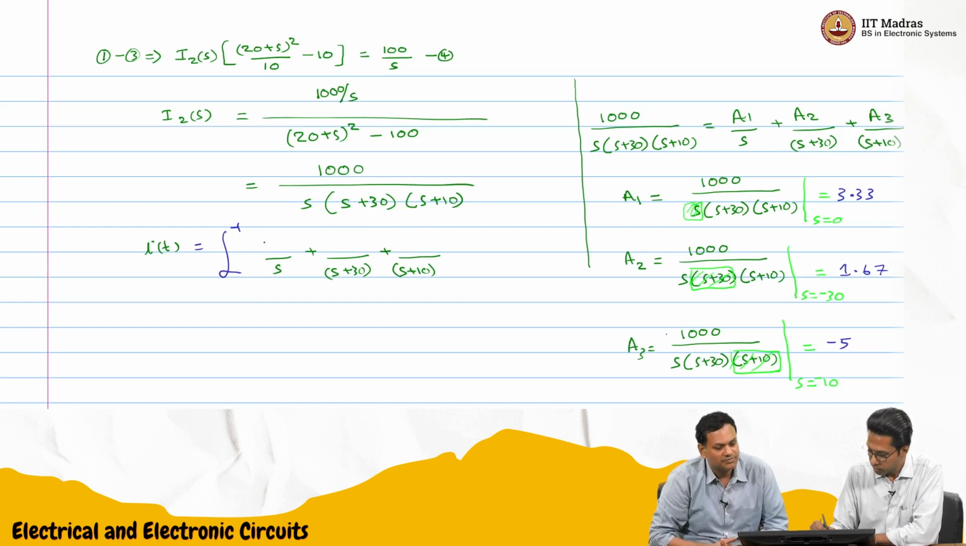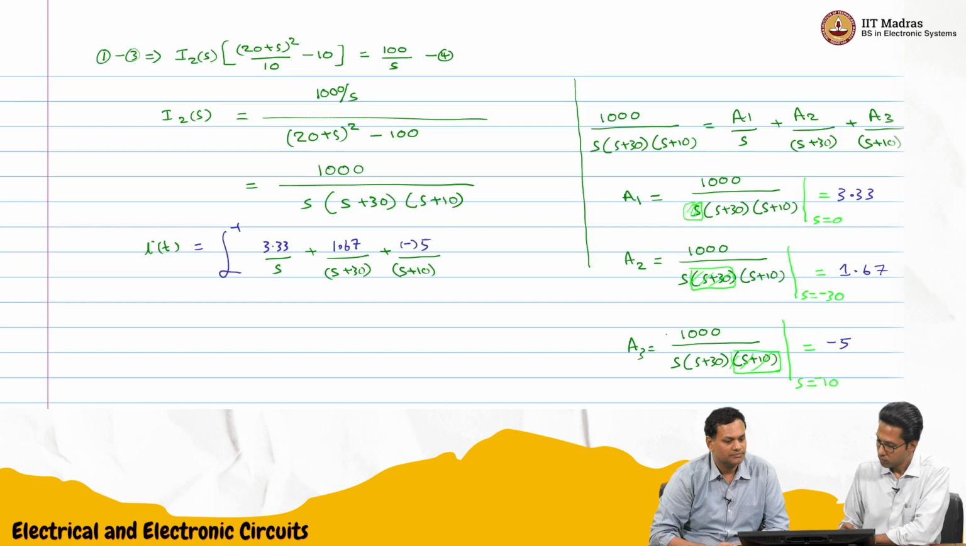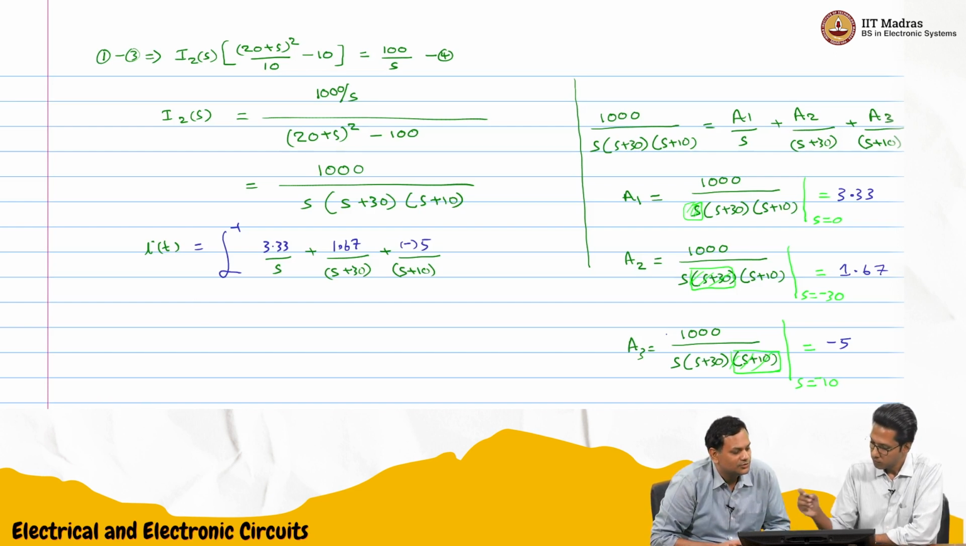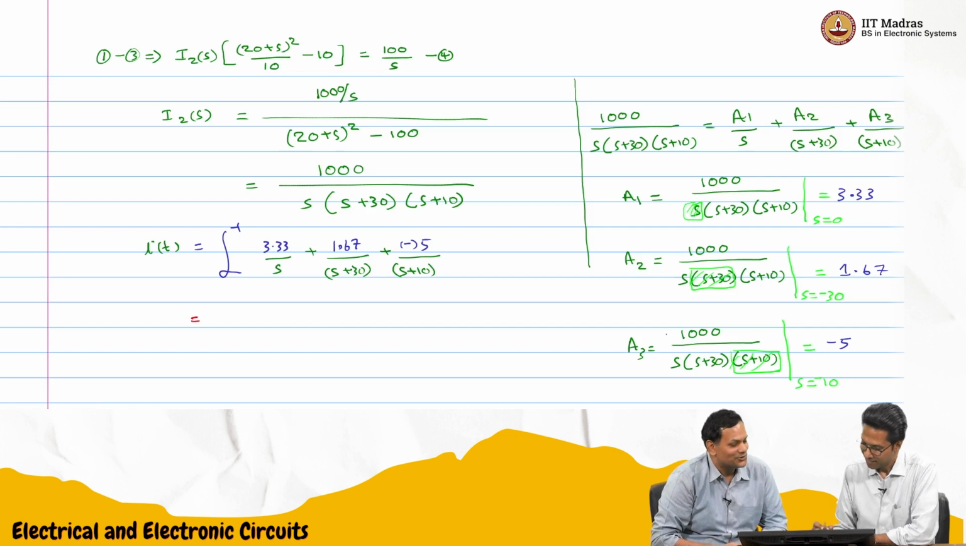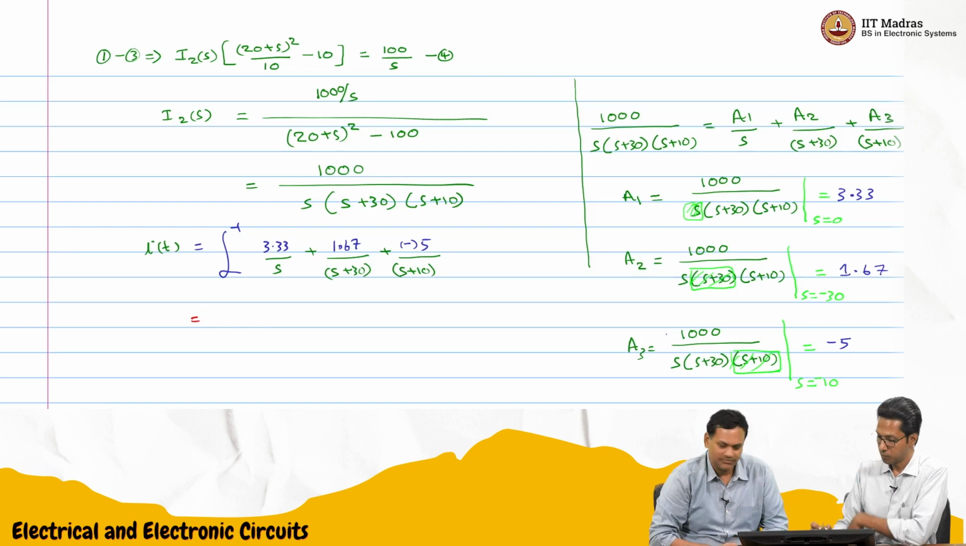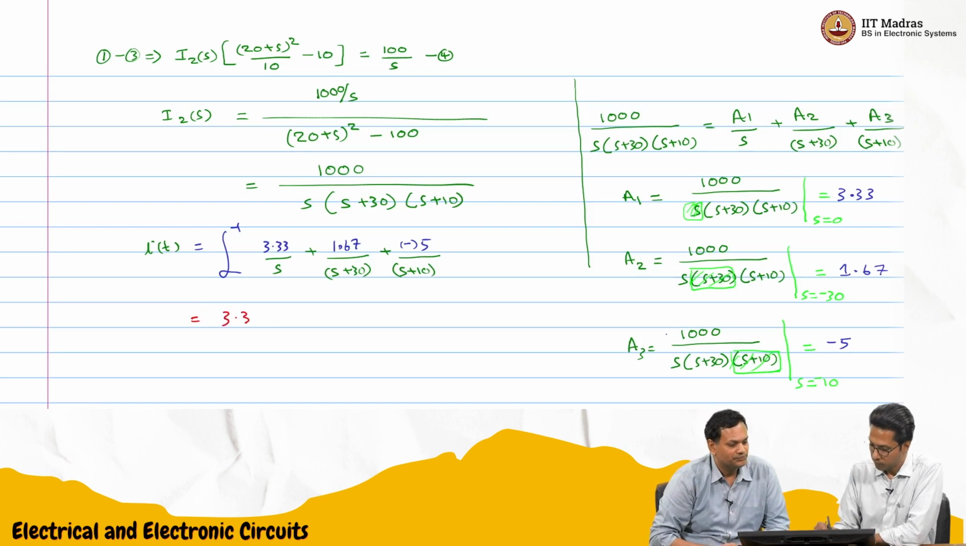A1 is 3.33. This is 1.67, minus 5. Now this we know. We have done this before, no? So 3.33 by s means 3.33 u of t. We'll write u of t at the end.